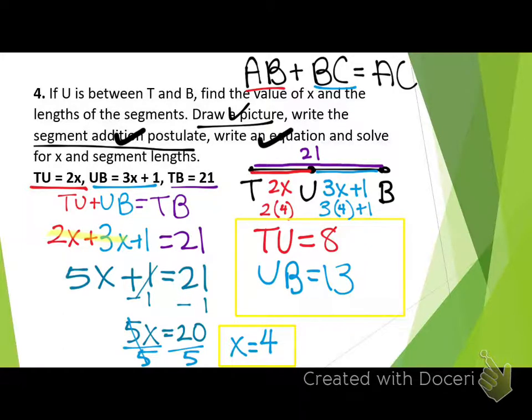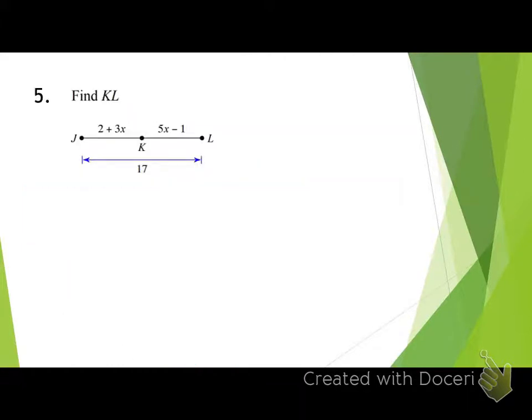All right, so you need to be confident with a written out problem like this, but also with a picture like this. If we wanted to write a segment addition postulate, meaning like AB plus BC equals AC, what would we start with here? Which letters? JK, plus KL, equals JL.